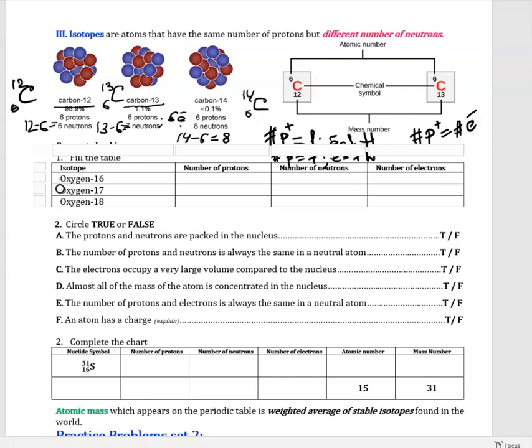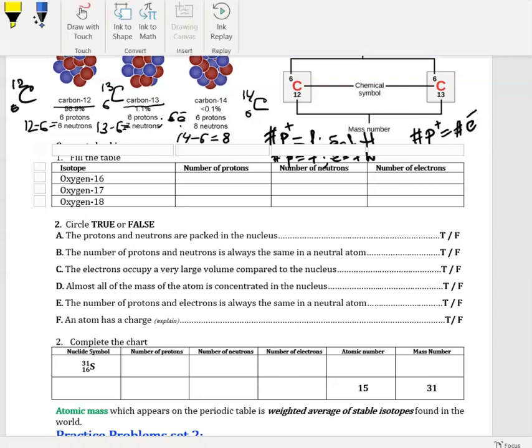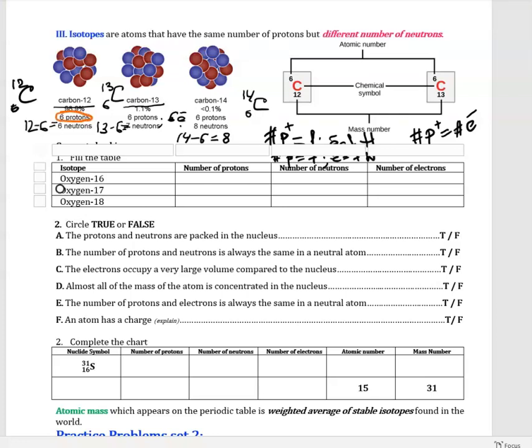And you can see what is the same. The same is the number of protons equals the atomic number, and the number of electrons equals the number of protons. But what is different here? Different here is the number of neutrons. So isotopes are atoms that have the same number of protons but a different number of neutrons.